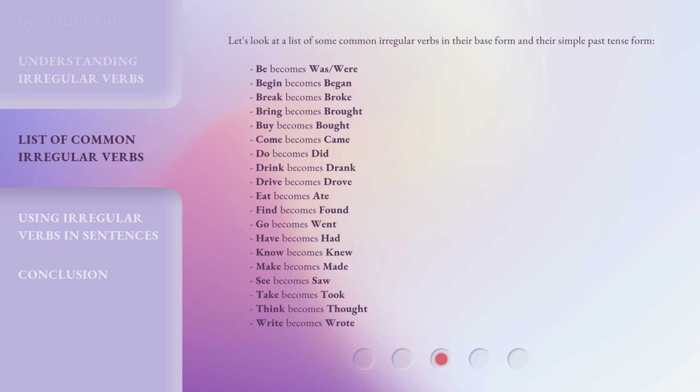Find becomes found. Go becomes went. Have becomes had. Know becomes knew. Make becomes made. See becomes saw. Take becomes took. Think becomes thought. Write becomes wrote.